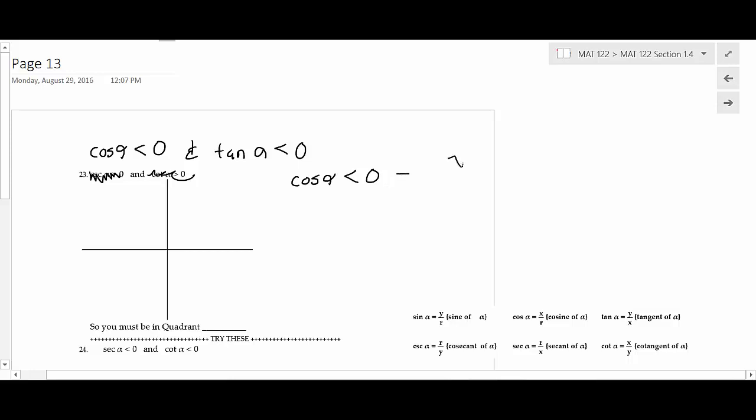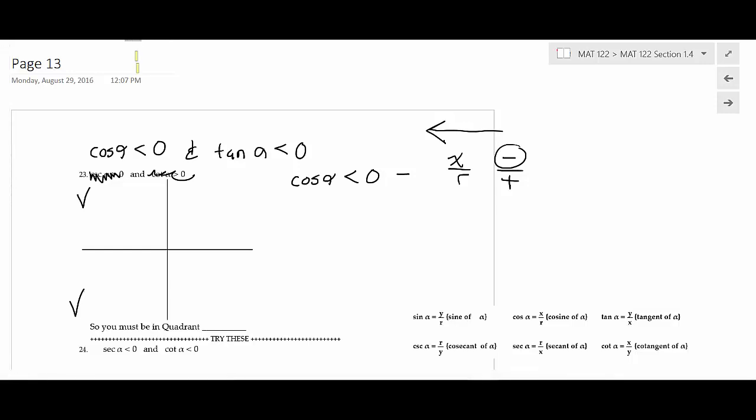Well, the cosine's x over r. So remember, r is always positive, so the question is, where is x negative? X is negative that way. So the cosine is negative either in quadrant 2 or quadrant 3. So that takes care of that condition. We now know that we can't be in either of those two quadrants.